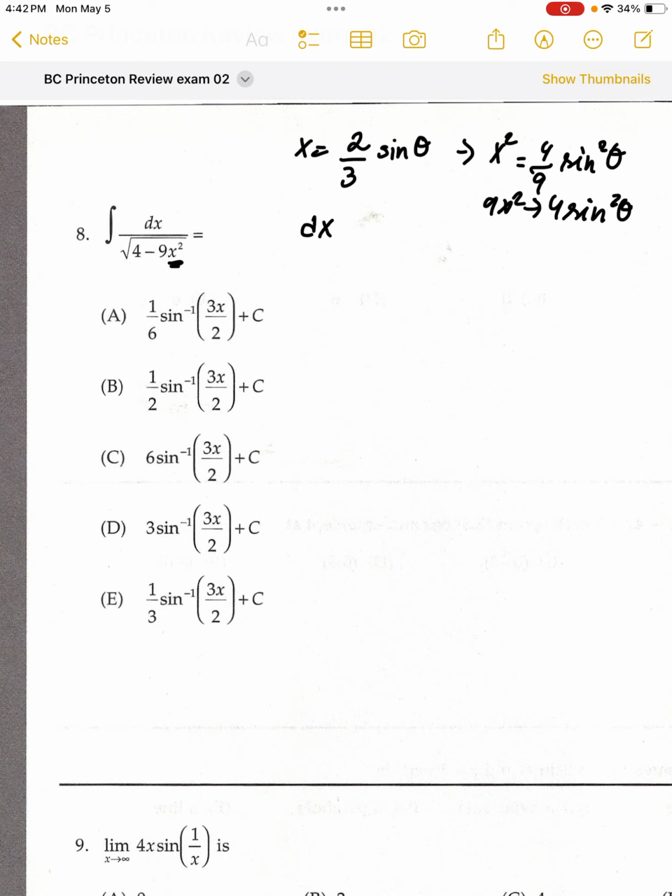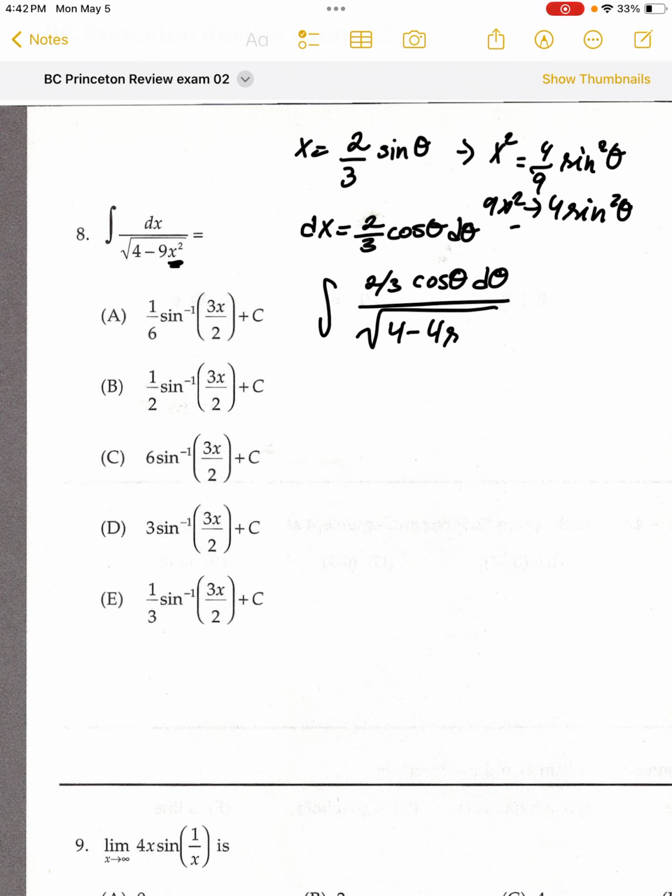So then we'll find what dx is. dx is 2/3 cosine theta d theta. And now all that's left to do is plug it in. On the bottom we'll have 4 minus what we calculated here, 9x squared, which is 4 sine squared theta. Right?